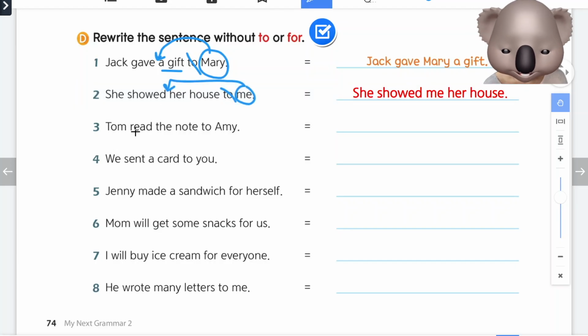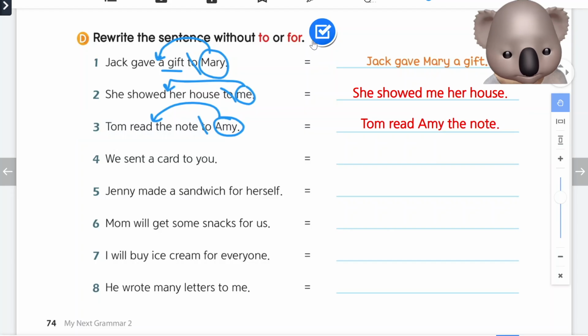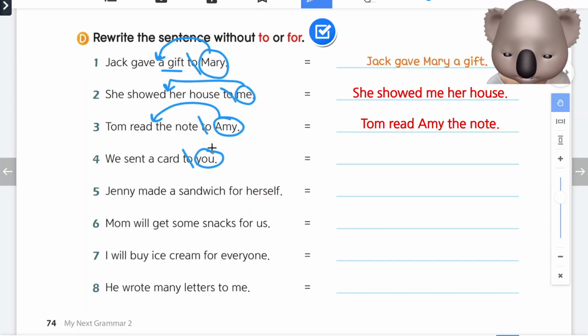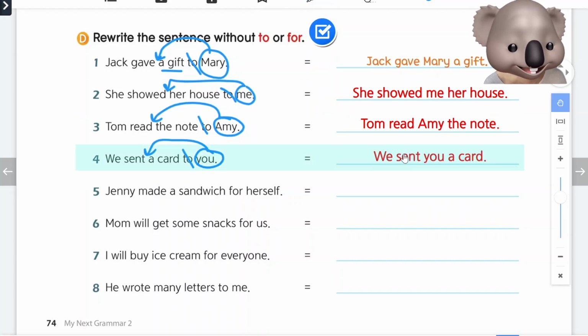Number 3, Tom read the note to Amy. to를 없애지고 Amy를 동사 뒤에. 그러면 Tom read Amy the note. Number 4, we sent a card to you. to를 없애지고 you를 어디다가 놔야지? Good. 보냈다. Sent 뒤에. 그러면 we sent you a card.